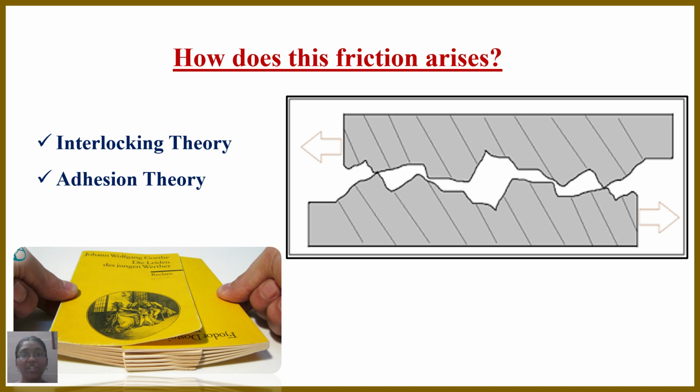Now, my question is, will a polished surface experience friction? Yes, definitely. If you look at a polished surface microscopically, it will have irregularities, but they will be very small compared to rough surfaces. In that case, in polished surfaces, adhesion theory takes over. That is, when two polished surfaces are in contact with each other, molecular attraction takes place. The molecules of one surface get attracted to the other, and this is how the friction arises.